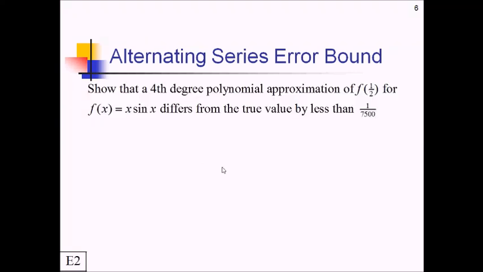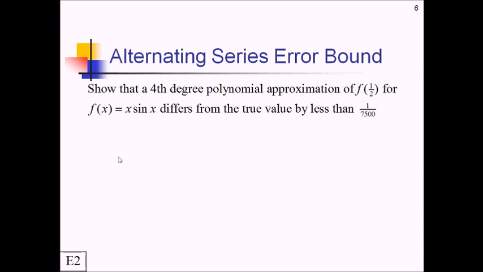In addition to figuring out error bound, sometimes a problem wants us to show that it's within a certain limit. On this one, we want to show that a 4th degree polynomial approximation of f of 1/2 for this function differs from the true value by less than 1 over 7,500. So we're going to need to find the error bound and then show that it's less than this number. So to start off with, let's write out our original series. Pause the video and do that to as many terms as you deem necessary.